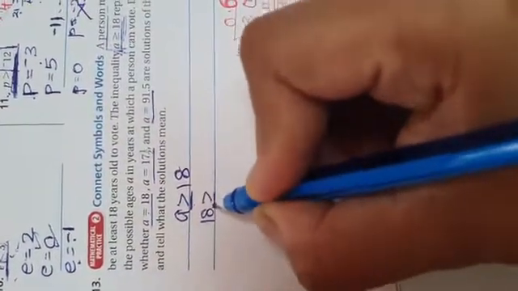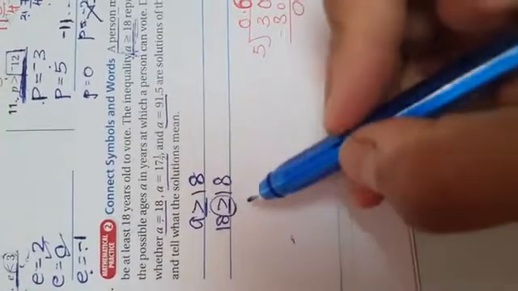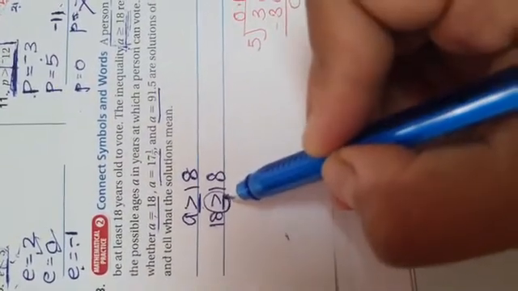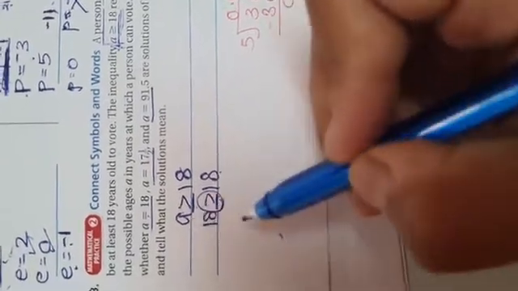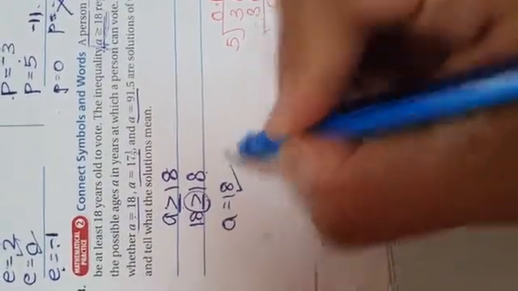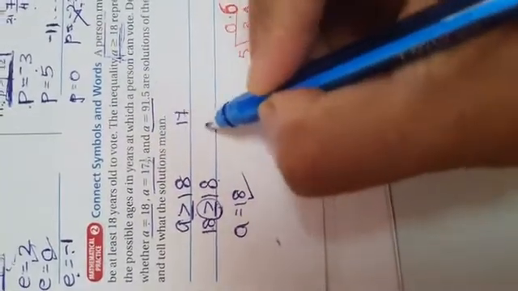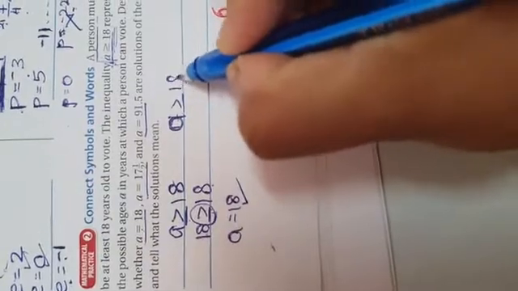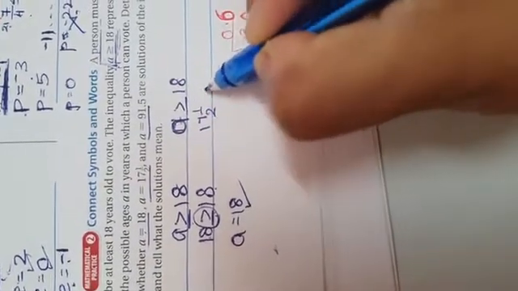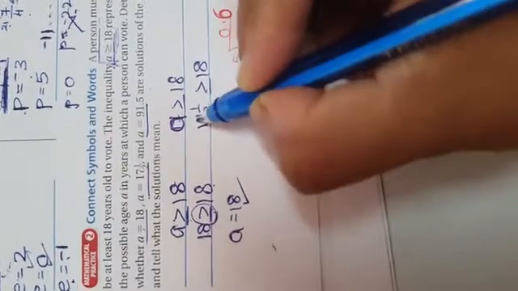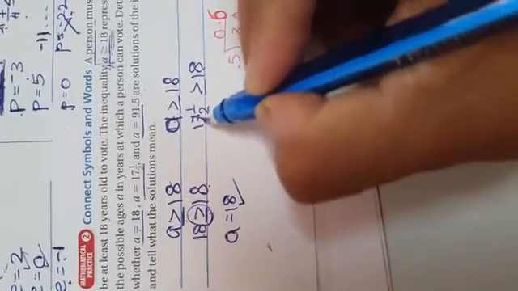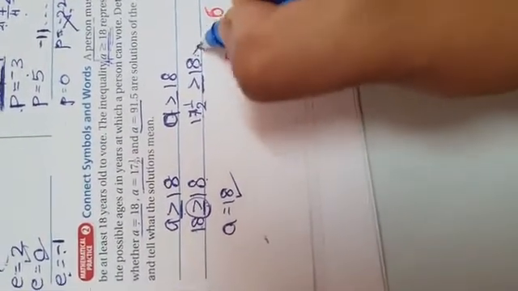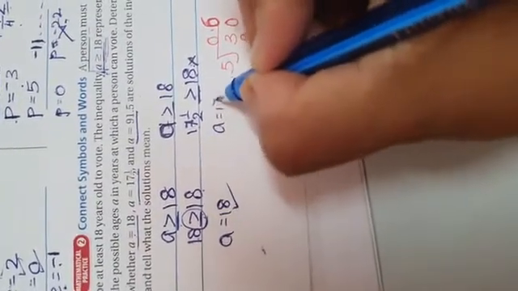Right, A is equal to 18, because I can say 18 is equal to 18. What does this symbol mean? It means greater than or equal. So 18 is equal to 18. So A is equal to 18 is a solution. Correct? Okay, 17 and a half. Can I say 17 and a half is greater than or equal to 18? Is 17 and a half greater than 18, or is it equal to 18? Of course not. So A is equal to 17 and a half is not a solution.